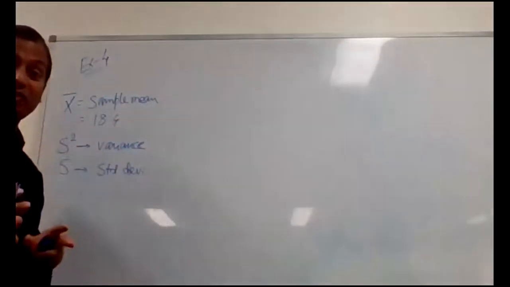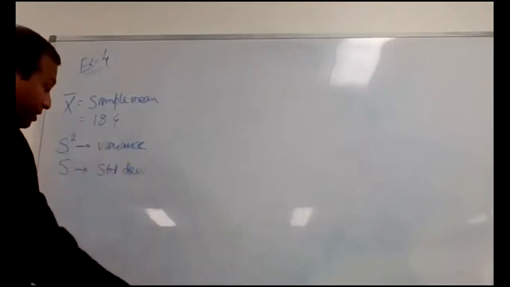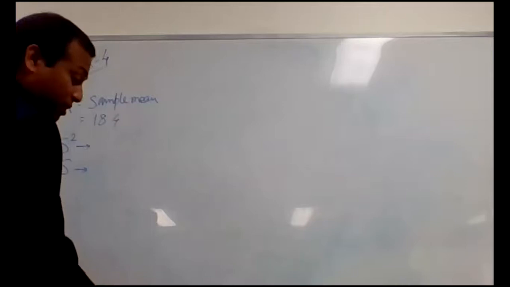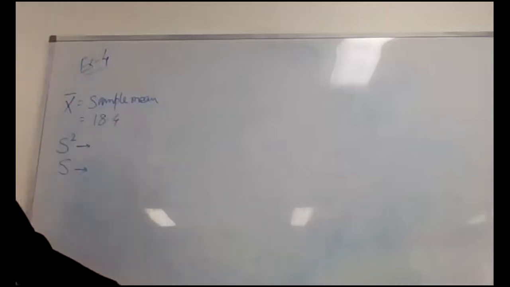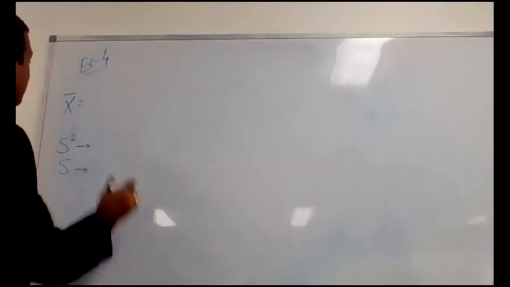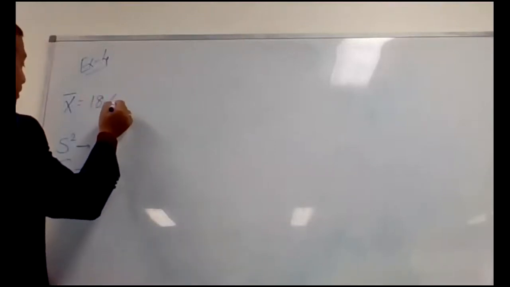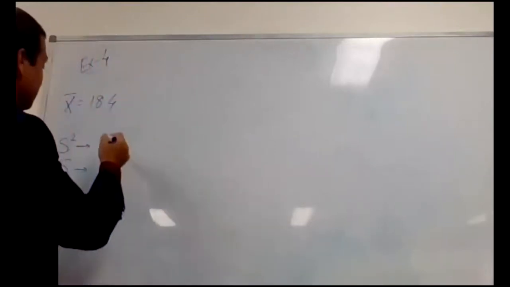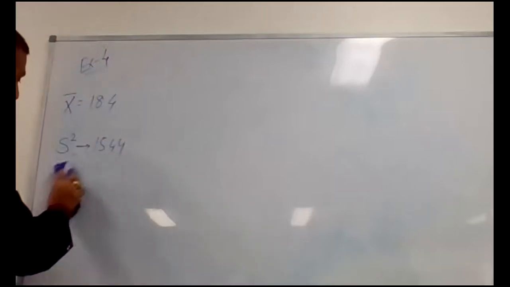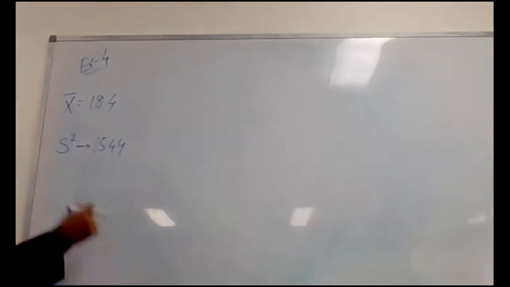Remember, if the S square value is given, in order to calculate the S value, you need to take the square root of that. So x bar value is 18.4, S square value is 15.44. So what will be the standard deviation in this case? What is the corresponding S value?